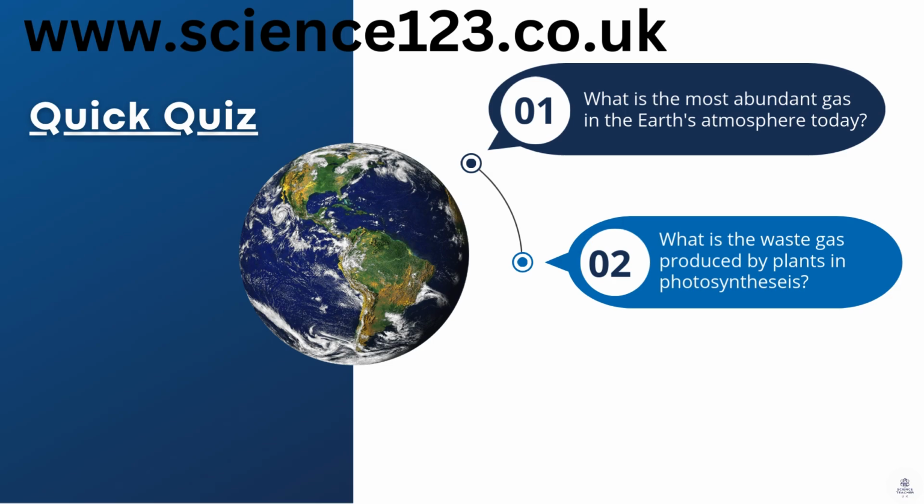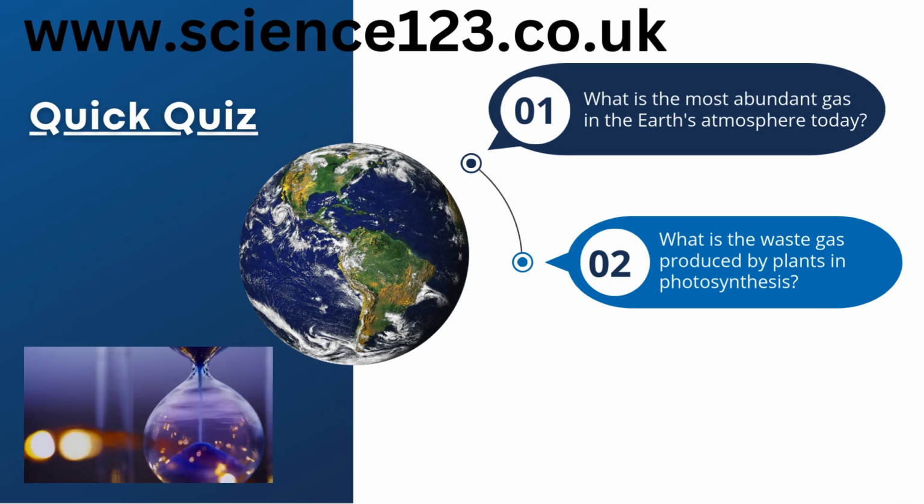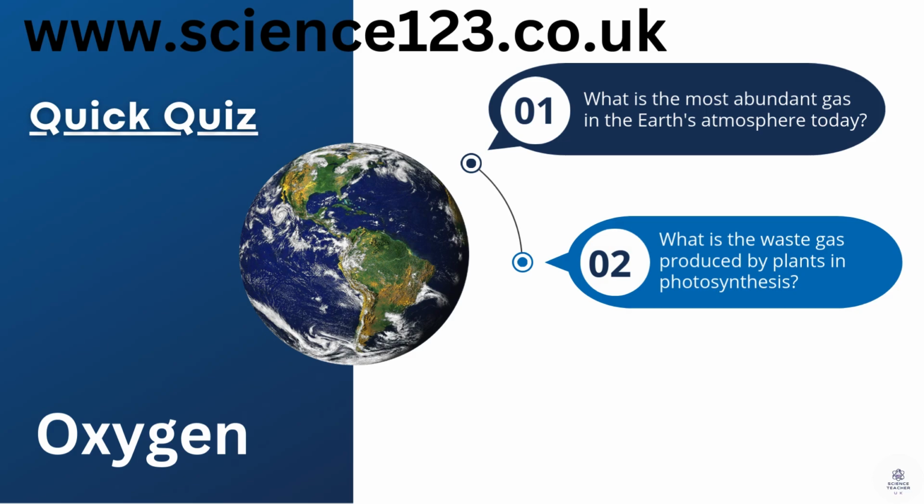Question 2. What is the waste gas produced by plants in photosynthesis? And so the waste gas produced by plants in photosynthesis is oxygen. But remember that every living cell in a plant does use oxygen in aerobic respiration.